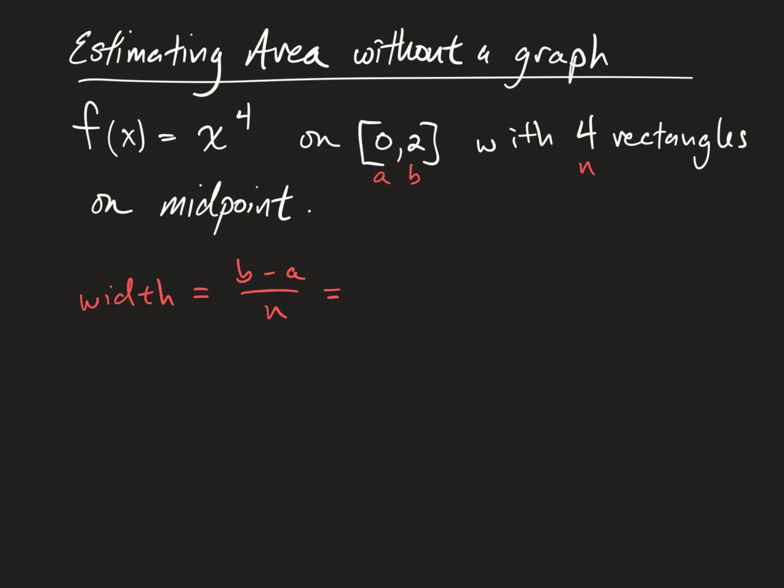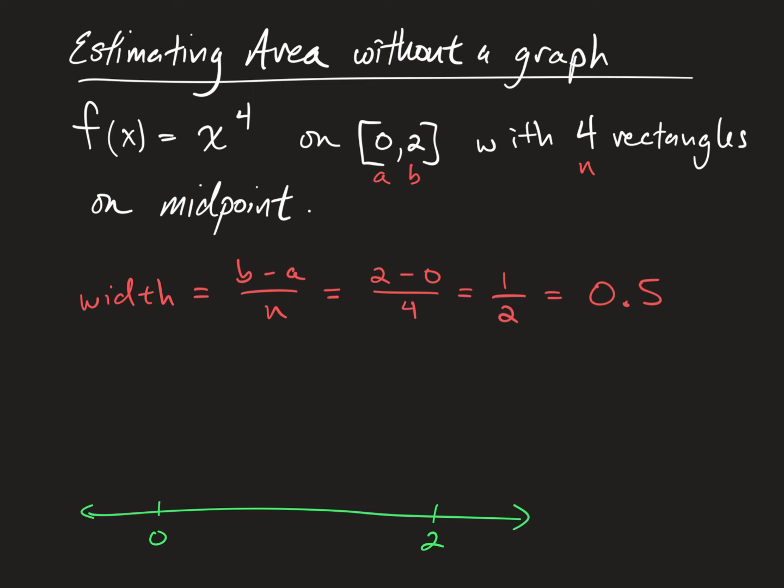So for this example, it'll be 2 minus 0 over 4, which is just 2 over 4, which is 1/2, or if you like decimals, 0.5. So what that means then is on a number line, we will start at 0 and we will end at 2, and each rectangle will be 0.5 units wide. So I'll come over here to 0.5 or 1/2, 1, 1.5, and 2. So essentially you just count by this number between 0 and 2.